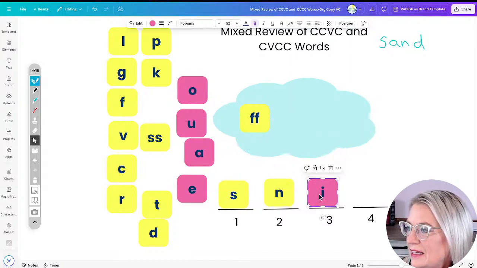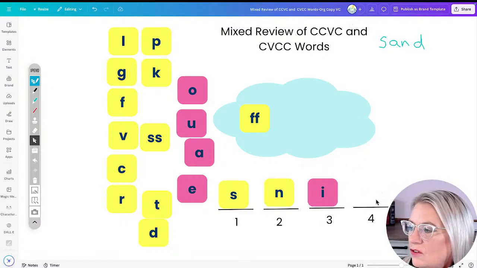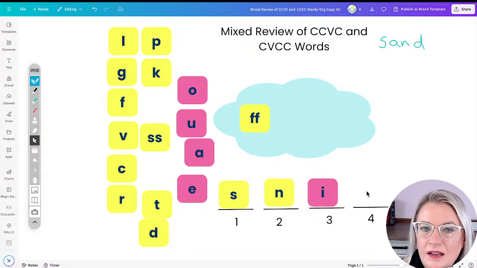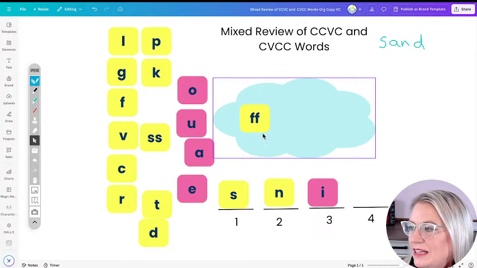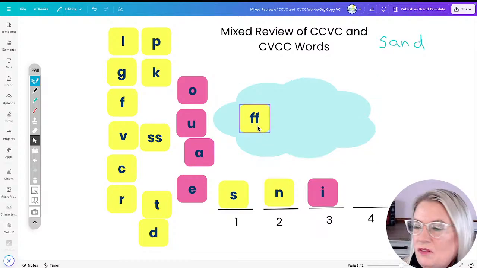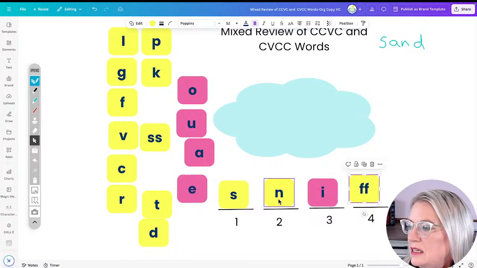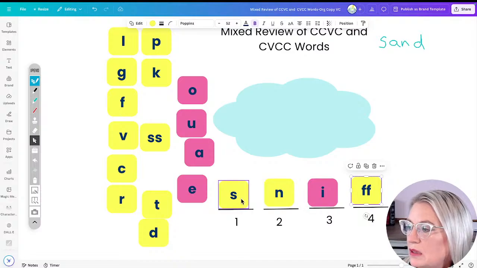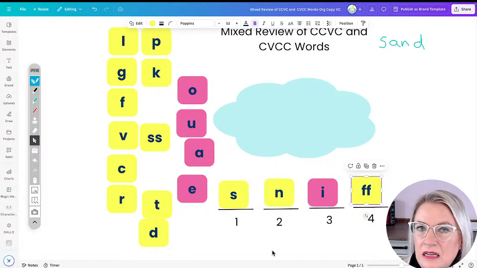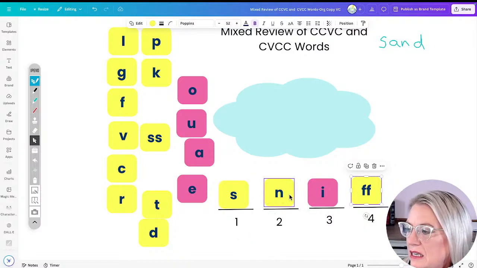I. And now we need to listen for that last sound in sniff. Sniff, f, f, f. Yes, and we're going to repeat that sound as we move it in. Sniff, sniff. Now you notice that I didn't blend these. I didn't say sn. I said s, n, i, f, and then I blended them together.